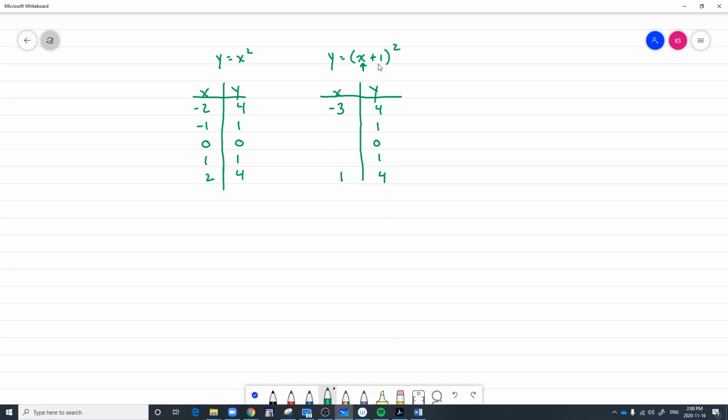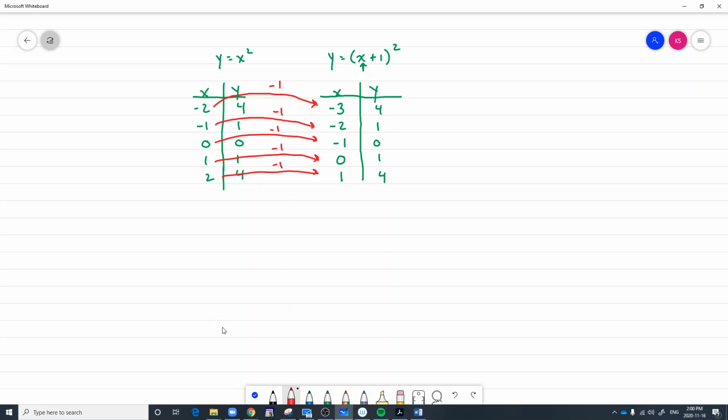So what if I wanted to get 1? If I wanted to get positive 1, I could put in a 0. If I wanted to get negative 1, because negative 1 squared is still 1, I could put in negative 2. If I wanted to get 0, now I have to put in negative 1. And what I want you to notice is that every single one of these, the x value decreases by 1 in order to get the same y value. So from a table of values point of view, I had to decrease x by 1 to get that same y value, to get that same shape.